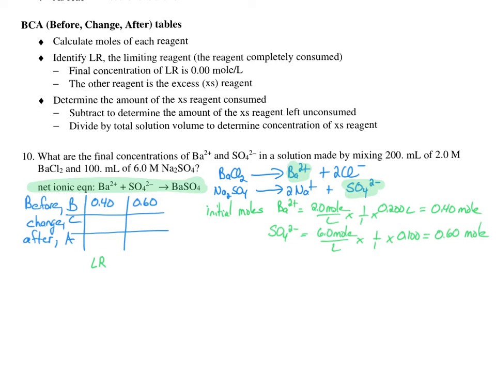Now, all of the limiting reagent is going to be consumed. So the final amount of the limiting reagent, in this case barium, is going to be 0, which means that 0.40 moles of barium have been reacted. Since this is a 1-to-1 mole ratio, we're also losing the same amount of sulfate ion. So after the reaction, we have 0.20 moles of sulfate left and 0 moles of barium.